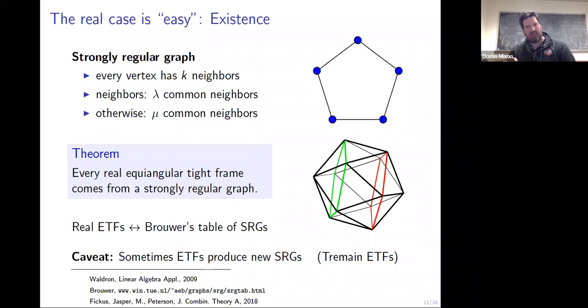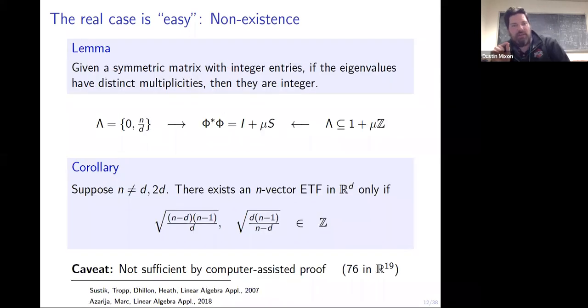There's an interesting arrow in the other direction where people have built new equiangular tight frames, and that has produced new entries in Brouwer's table. This is what happened with Tremain ETFs, for example. Okay, so the real case is easy in the sense of existence. It's also easy in the sense of non-existence. We have really good non-existence results coming from a lemma that I think every math instructor should know. Every math instructor should know this lemma because it's super useful for coming up with homework problems in linear algebra. So this is where you should pay attention.